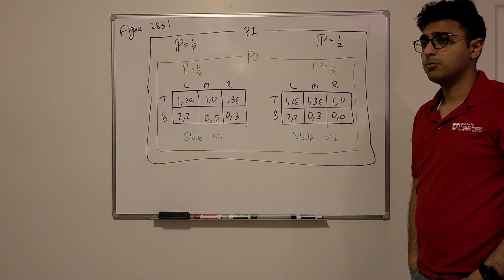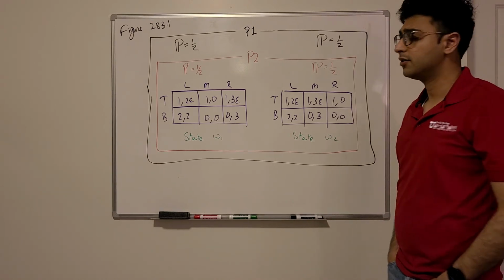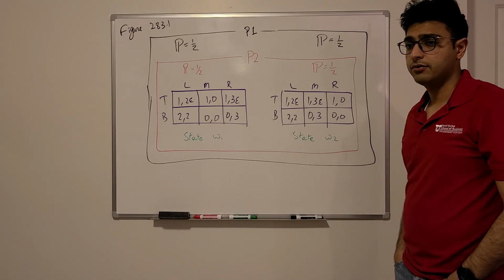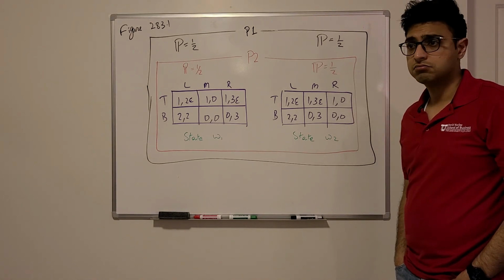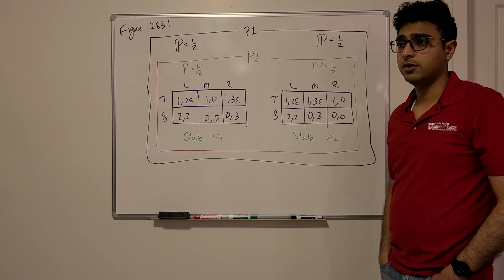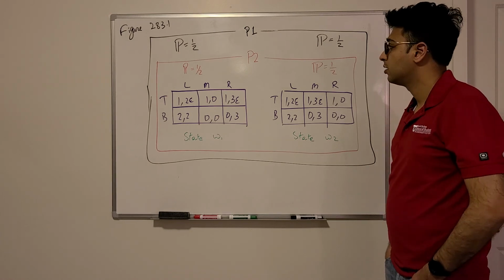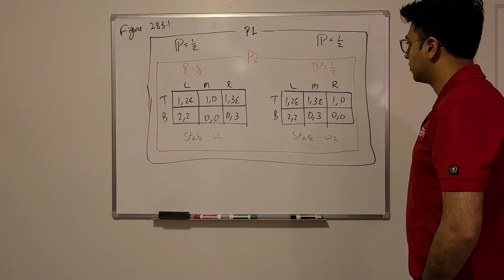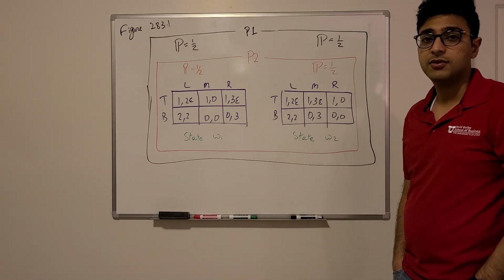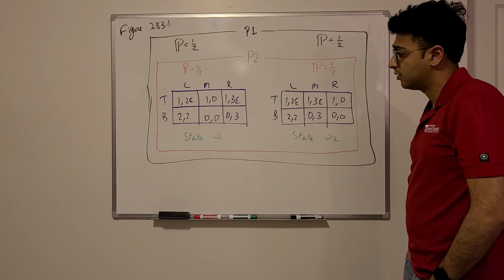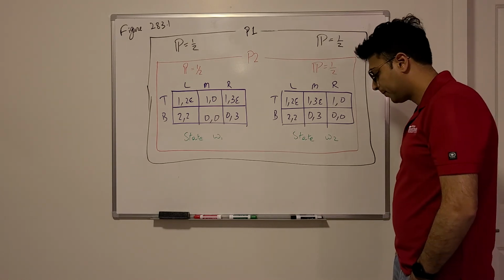If it's just a one-player game where one player is making the decision, more information is better, because the worst thing you could do is just ignore the information, but otherwise you could benefit from the information. But in two-player games, more information can sometimes hurt. Okay, let's see what we mean here.